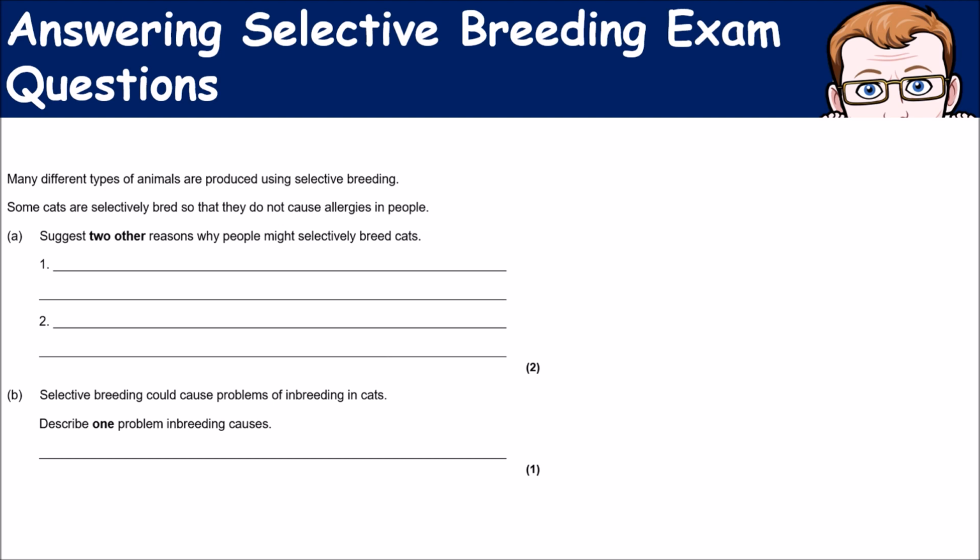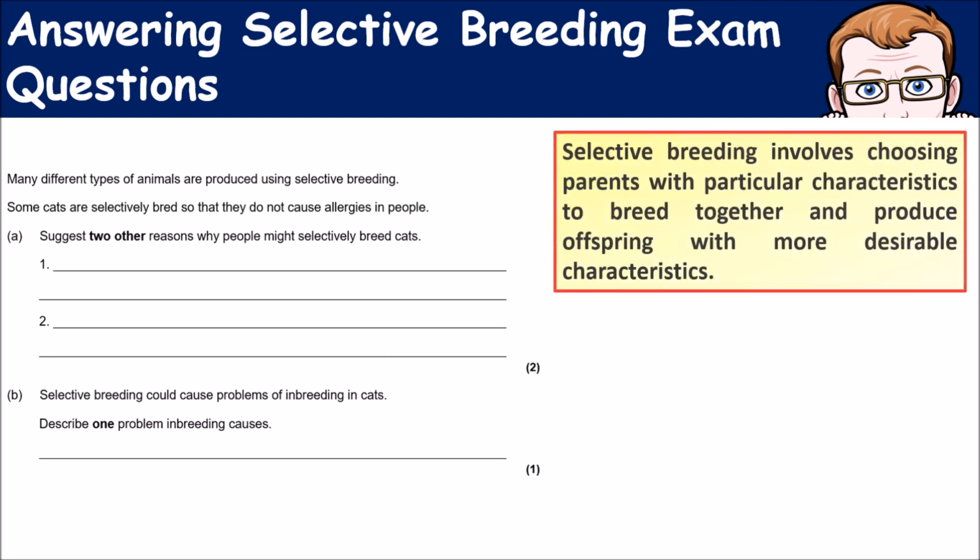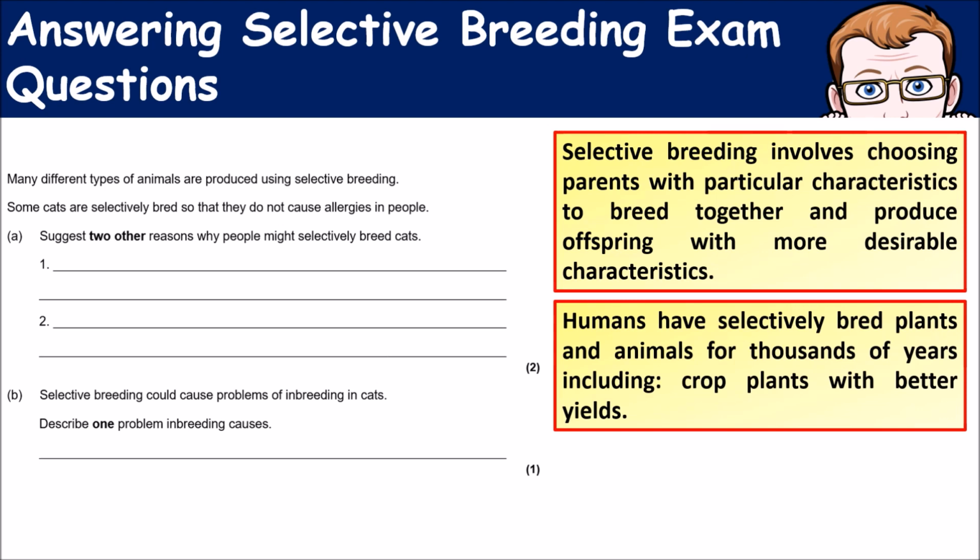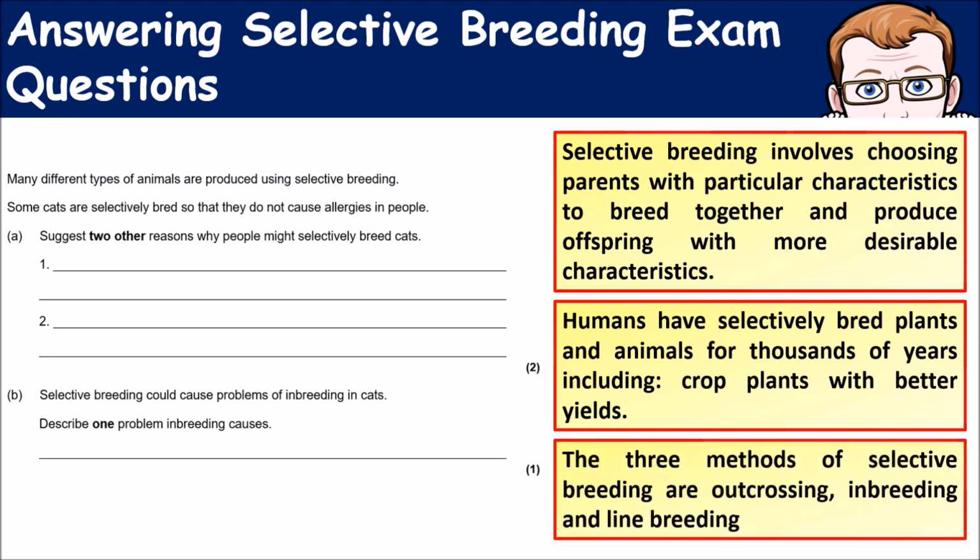In this question, we are going to have a look at how selective breeding can be used. Just to remind you, selective breeding involves choosing parents with particular characteristics to breed together and produce offspring with more desirable characteristics. We as humans have selectively bred plants and animals for thousands of years, including crops and various farm animals. There are three methods of selective breeding: outcrossing, inbreeding, and line breeding.